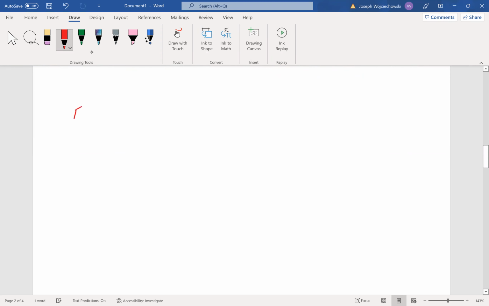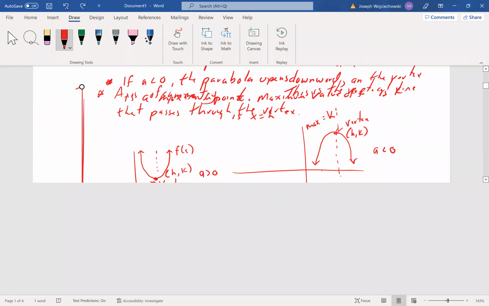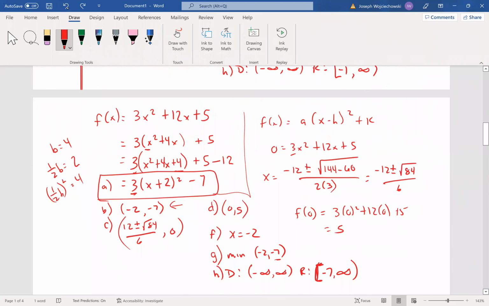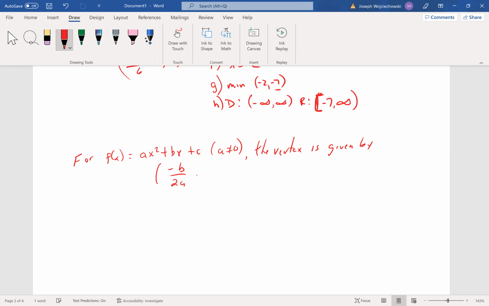So for f of x equals ax squared plus bx plus c, where a does not equal 0, the vertex is given by negative b over 2a comma f of negative b over 2a.